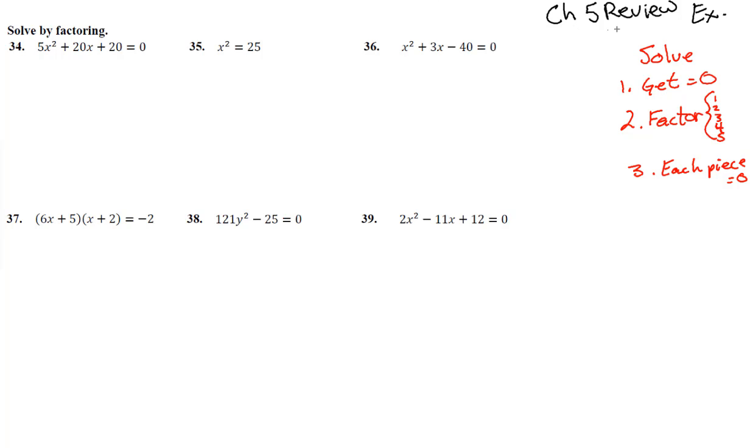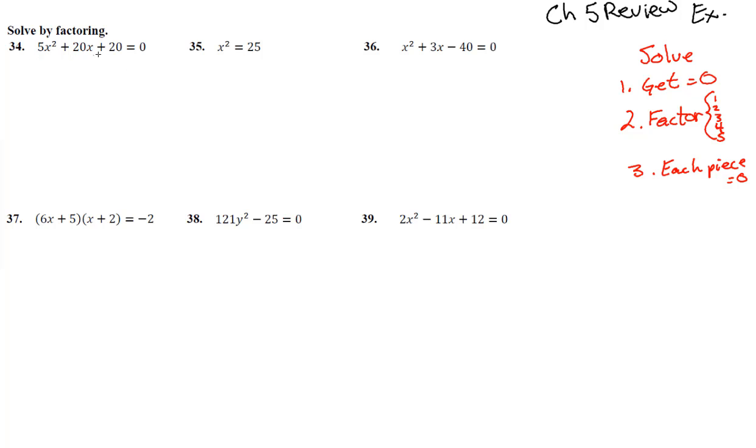Here we are with the Chapter 5 review exercises, numbers 34 through 39. We are solving by factoring. Now, notice when we solve, we can't use anything that we used in Chapter 2. Well, we might be able to a little bit at the end, but mostly it's a totally different attack of the problem. We get it equal to 0, then we factor it with the 5 methods we learned earlier, and then each piece has to equal 0.